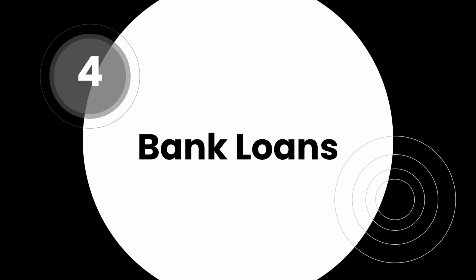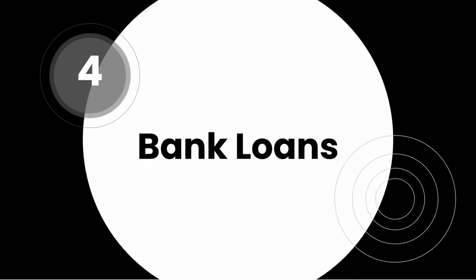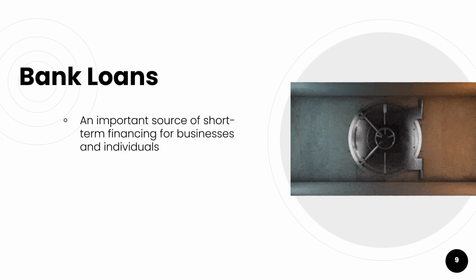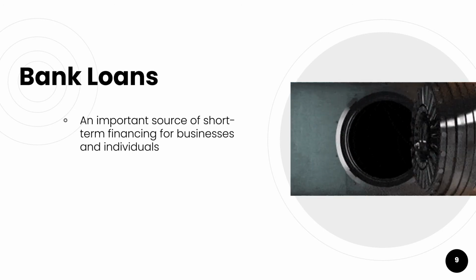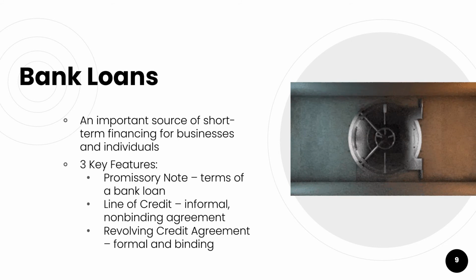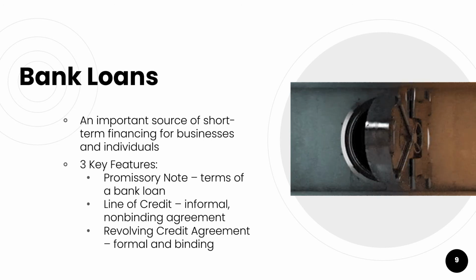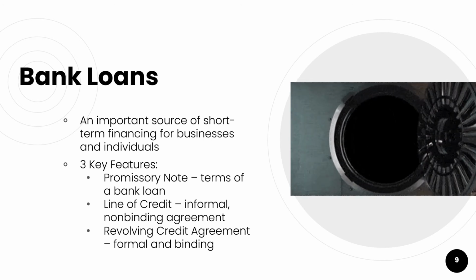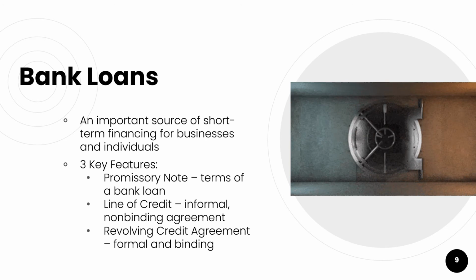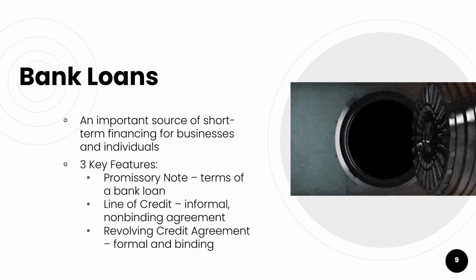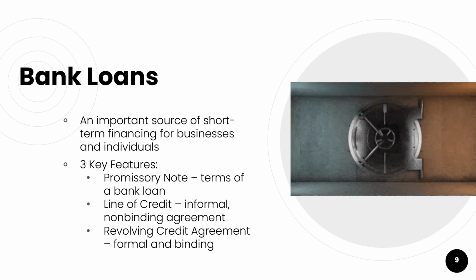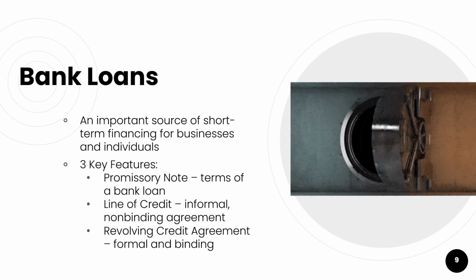Let us now proceed to the discussion on bank loans. Bank loans are an important source of short-term financing for businesses and individuals. It has three key features: the promissory note, the line of credit, and the revolving credit agreement. The promissory note spells out the terms of a bank loan. Details such as the amount, maturity, interest rate, frequency of interest payments, and etc. are found in this document. The line of credit is an agreement between a bank and a borrower, indicating the maximum amount of credit the bank will extend to the borrower. This is usually an informal and non-binding agreement.